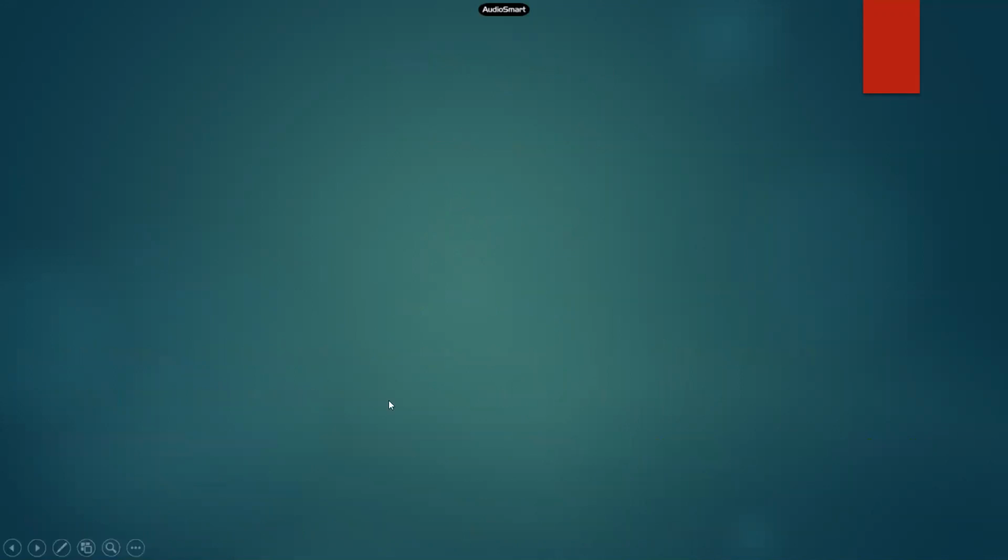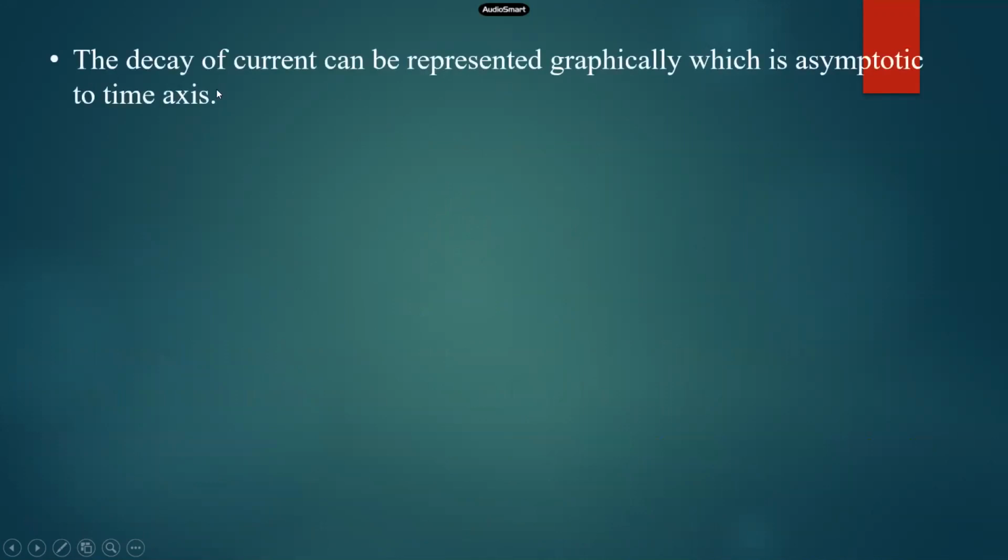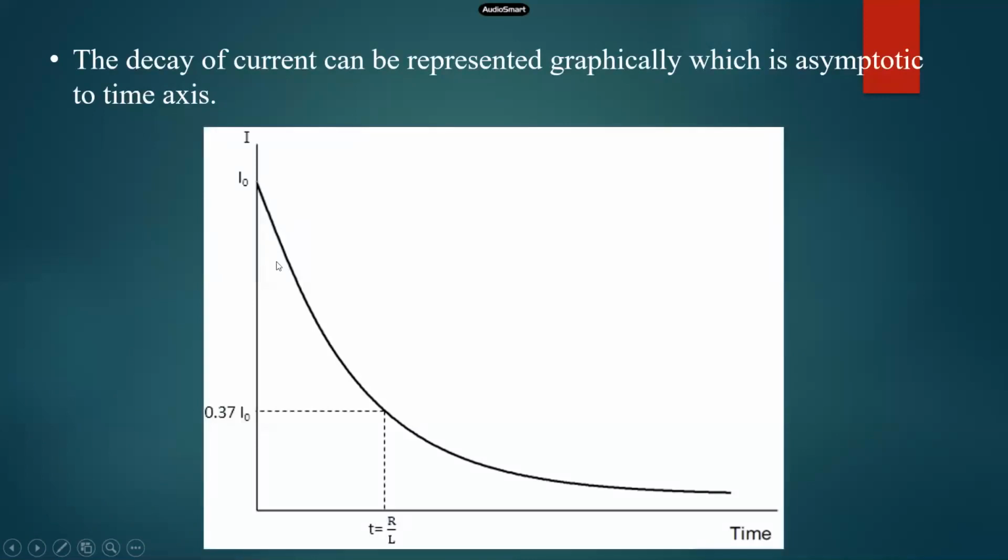Okay, so next you observe the decay of current, which is represented graphically by this particular graph. Current decreases with time, exponentially. It will decrease from I0, the maximum current, and then decrease exponentially. It will become 0 after a certain time. And at t equal to L by R, the current falls to 0.37 times I0.